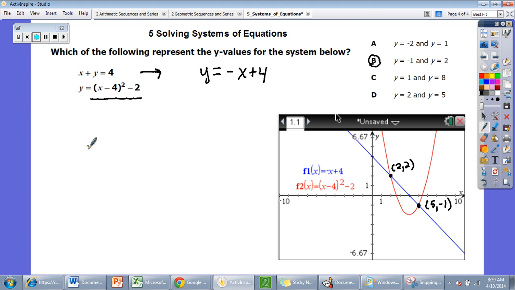If you have more questions about solving systems of equations, please see your math teacher.